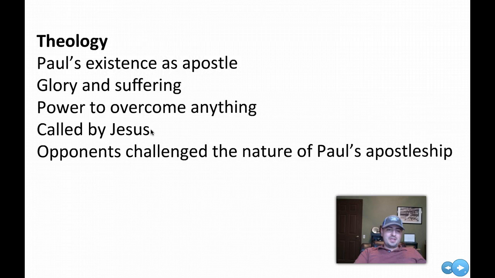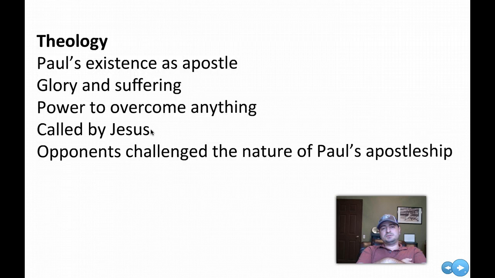Okay, called by Jesus is very significant. He says that at the beginning of almost every letter: Paul, an apostle called by Jesus. He believes that the calling of Jesus sets him apart from every other human being who has ever lived and who ever will live. Paul is set aside for a very specific purpose by Jesus to bring the gospel to the Gentiles.